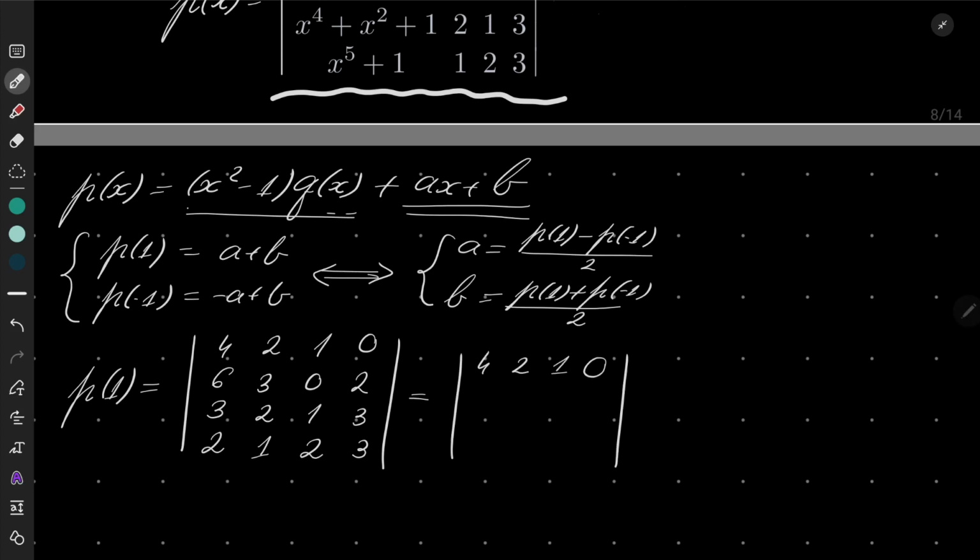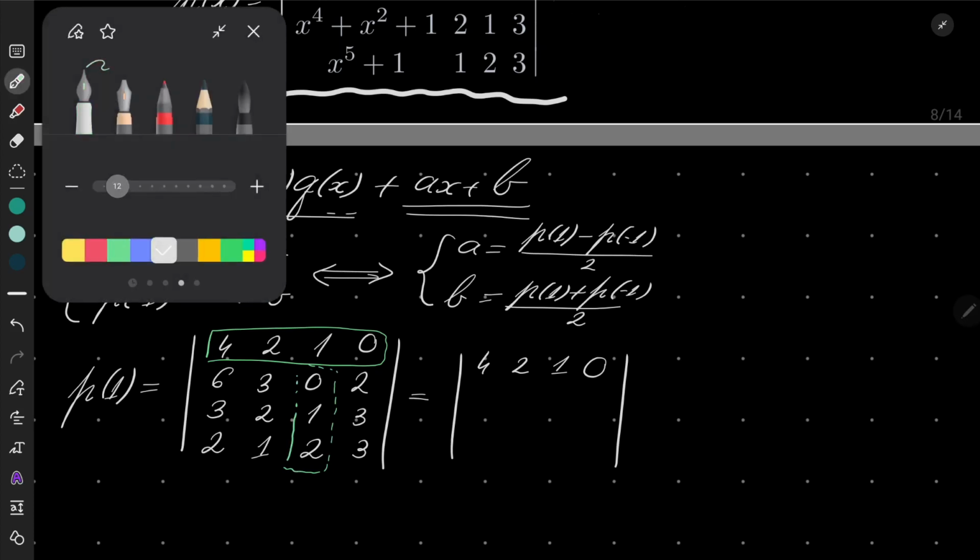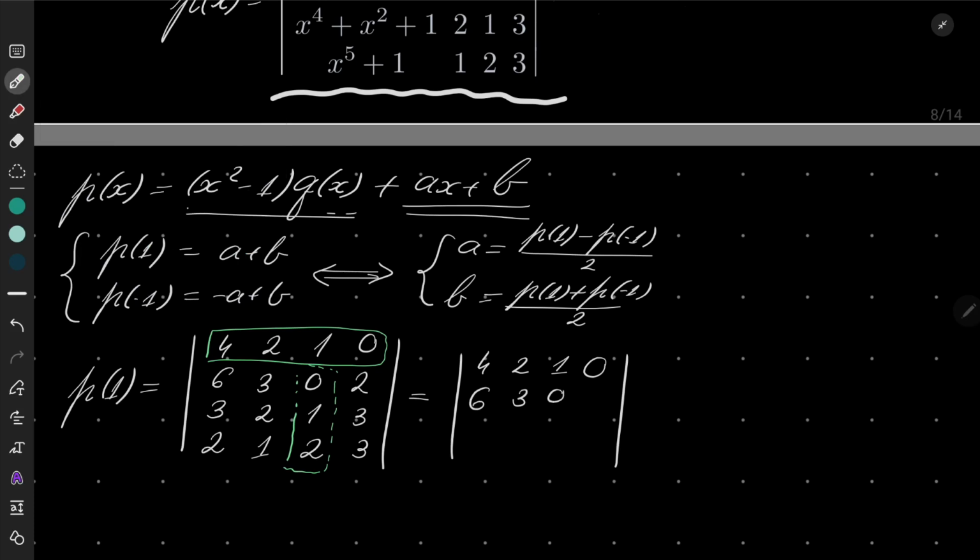So we must do the well-known tricks. For example, we can take our first row and make zeros in one column. I will produce zeros in the third column. The second row can stay the same. Now I will take my first row, multiply it by minus 1 and add it to the third row. So I will get minus 4 plus 3 equals minus 1. 2 times minus 1 plus 2 equals 0. Minus 1 plus 1, 0 as well. And here we have 3.